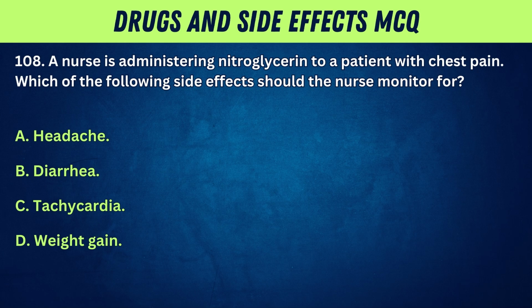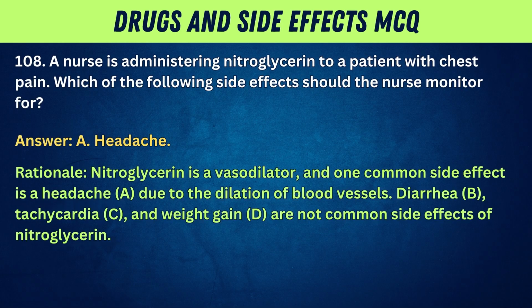108. A nurse is administering nitroglycerin to a patient with chest pain. Which of the following side effects should the nurse monitor for? A. Headache. B. Diarrhea. C. Tachycardia. D. Weight gain. Answer: A. Headache. Rationale: Nitroglycerin is a vasodilator, and one common side effect is a headache due to the dilation of blood vessels. Diarrhea (B), tachycardia (C), and weight gain (D) are not common side effects of nitroglycerin.